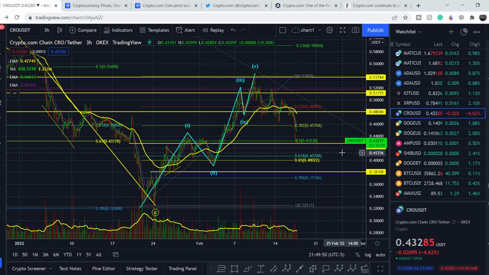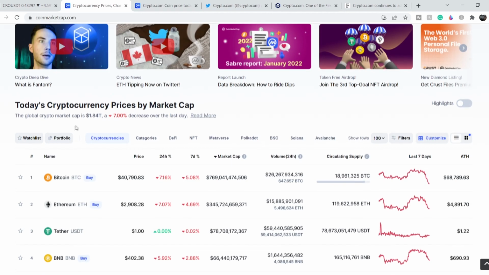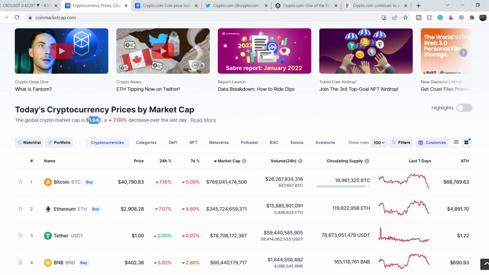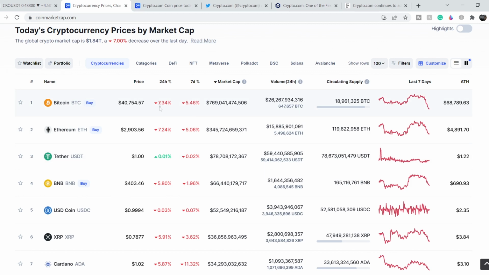And for now, let's continue with the total sentiment for the entire crypto industry. Right here we are hovering at $1.82 trillion of total market cap. It is a 7% decrease over the last day. I have to say it is quite a sharp decrease, and all of the major cryptocurrencies are definitely in red.